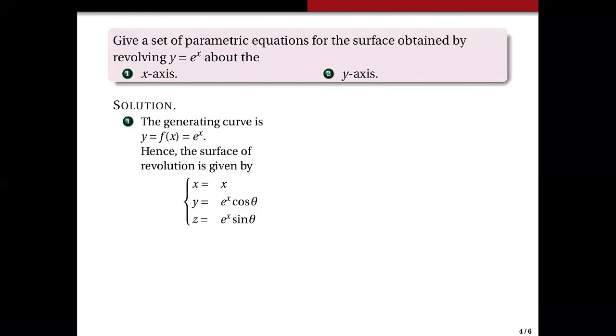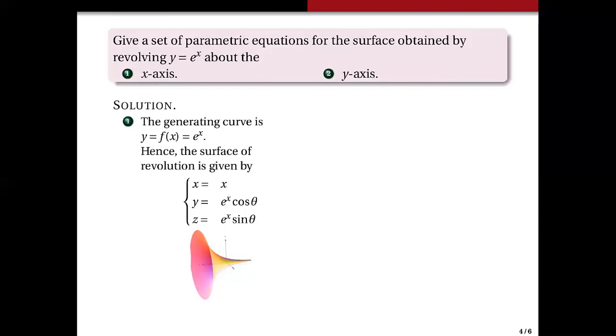Okay? And then if you try to sketch this, you will get this surface in here. So you have, again, the orientation. This is your positive x-axis, this is your positive y-axis, and that's your positive z-axis. Okay? You have y equals f of x.